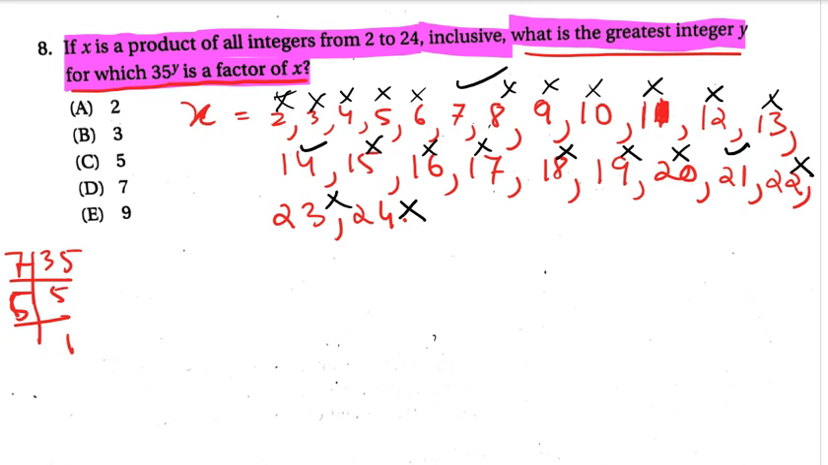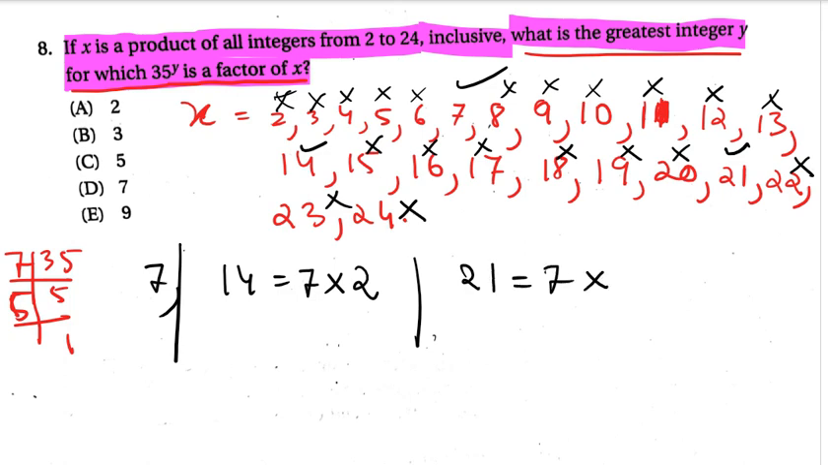So what are the numbers we got? We got 7, then we got 14, that is 7 into 2, then we have 21, that is 7 into 3. So how many 7s did we get? We got three 7s, correct?